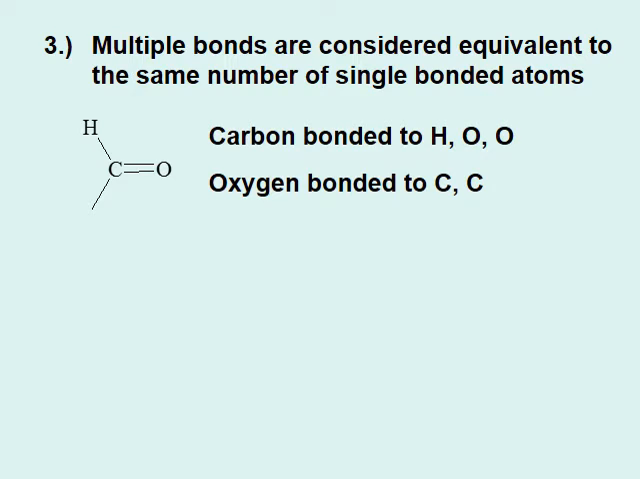The sequence rule for priorities tells us that multiple bonds are considered to be equivalent to the same number of single bonded atoms. Like in this case, C double bond O would be treated as if there are two oxygens bonded to carbon. So in other words, this double bond would be replaced by two oxygens like this for determining the priority of different groups. Similarly, oxygen would be considered to be bonded to two carbons.